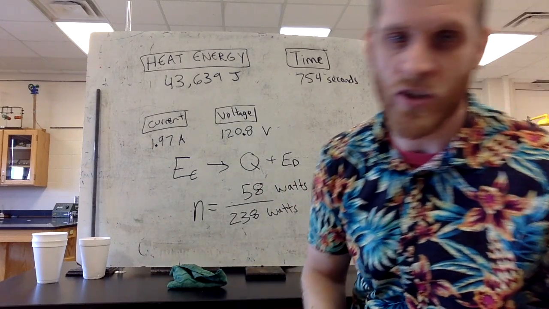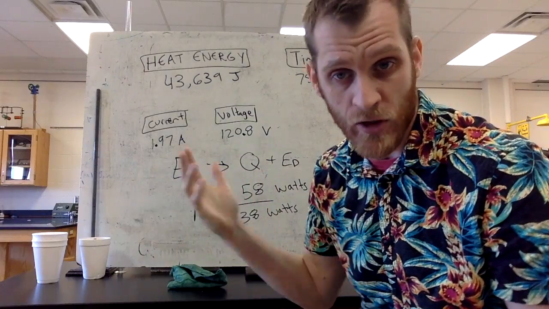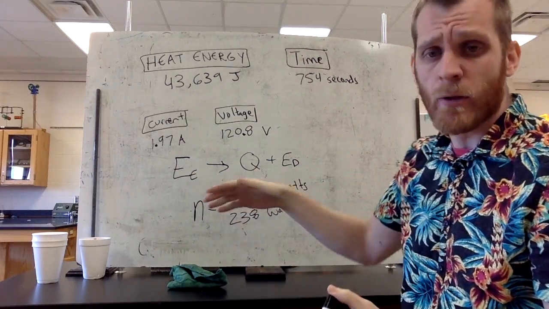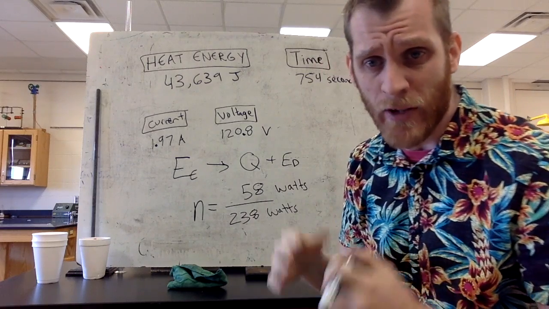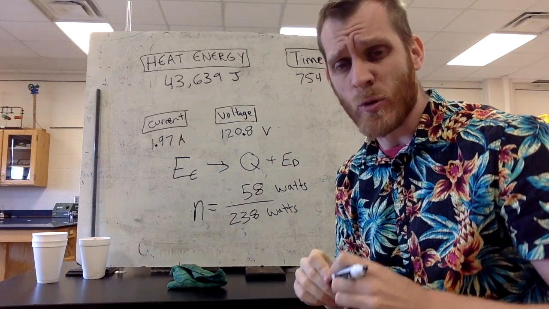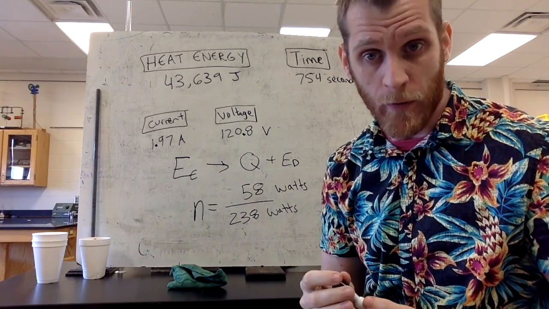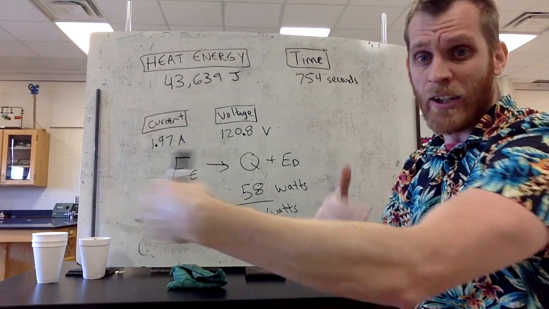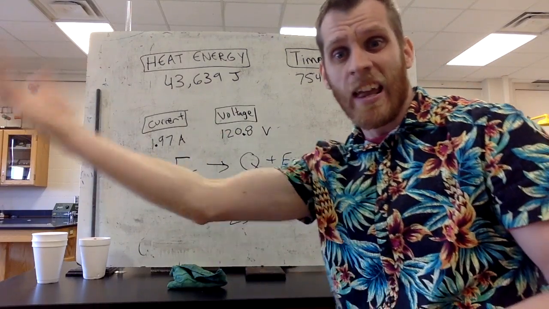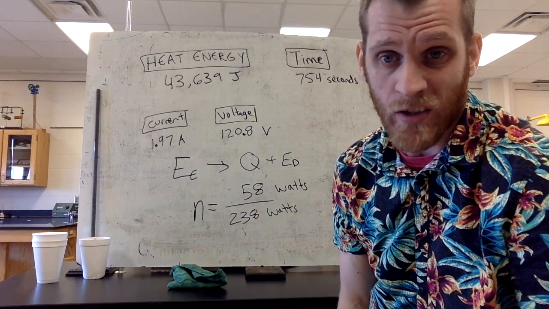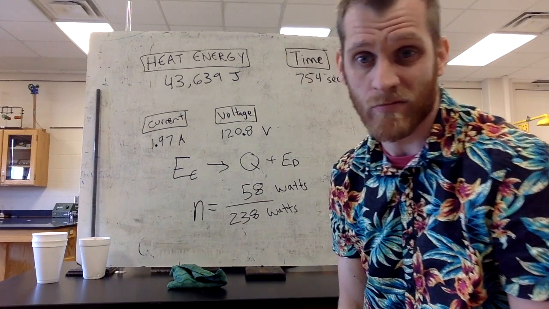So now to figure out my efficiency, it's going to be a ratio of these two powers or energies. I take 58 over 238, and I get a decimal number of 0.24. That just means that 24% of my energy or power was useful, meaning that 24% of my electrical energy that I put in actually heated the water. Where did the other 76% go? Well, it went to dissipated energy, friction, heat.